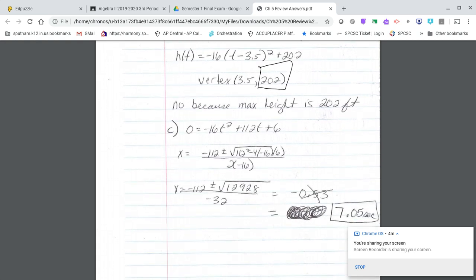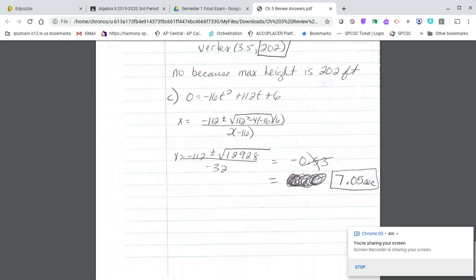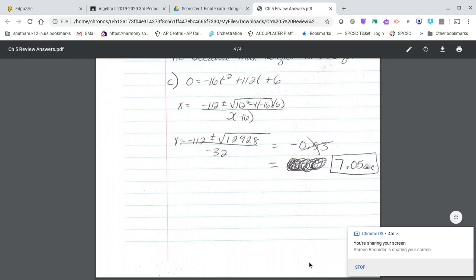And then part C says, when will it hit the ground? When will it hit the ground means when does it have a height of 0? Quadratic formula, use my calculator. I got a negative time again, so that can't be right. So I only keep the positive one, which is 7 seconds.